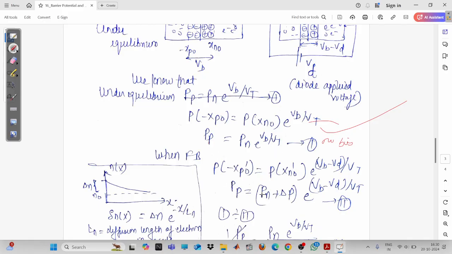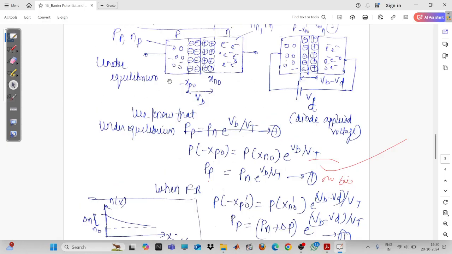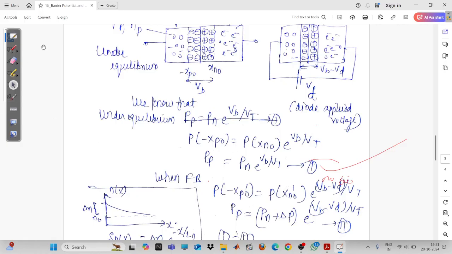Now this equation will be written for the bias condition, that too a forward bias condition, because you can see that because of the application of a voltage, there will be an electric field, there will be a force of repulsion, so these holes will try to pierce into the depletion layer, and because of that the width of the depletion layer decreases, and at the same time the barrier potential also decreases. So what will be the new value? So this will be Pp, Pn plus delta P.